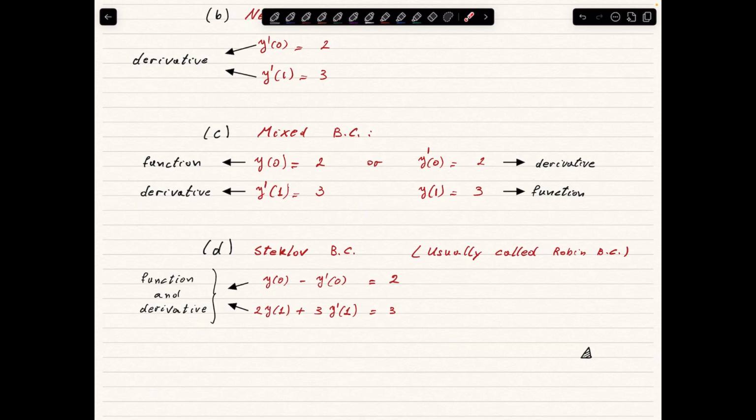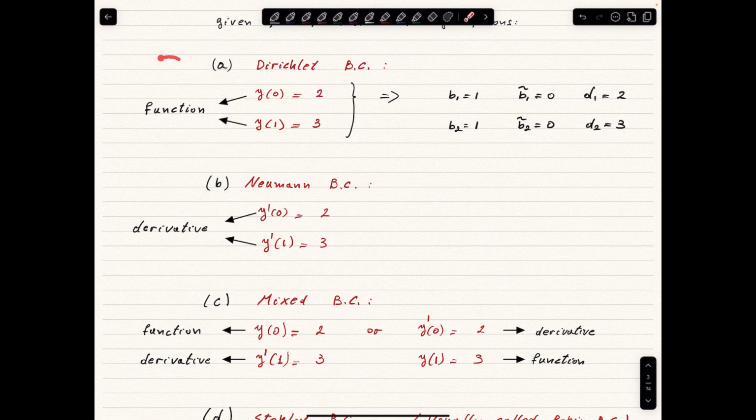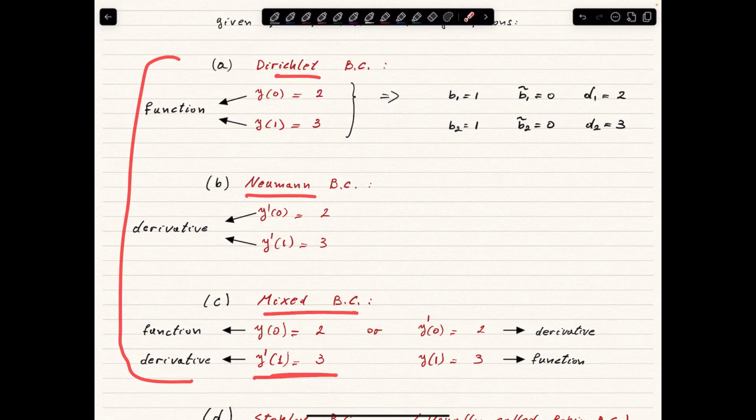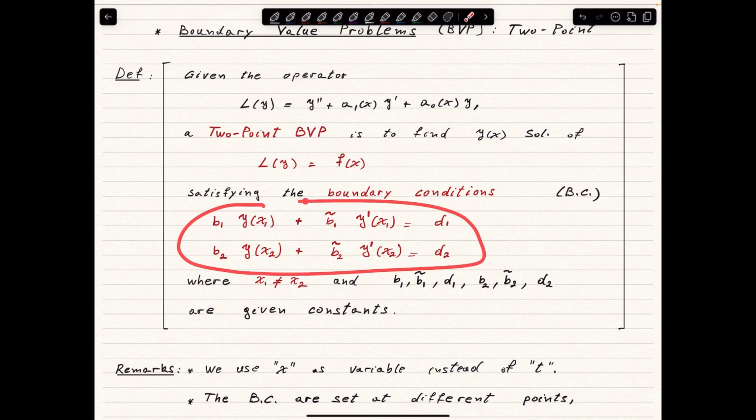So you see, we are looking for a solution of the original differential equation such that this combination of function and derivatives at 0 is fixed by this value, and this other combination of function and derivative is fixed by this other value. So in our class, in these videos, we are not going to see Steklov boundary conditions. We are going to study these 4 boundary conditions, the Dirichlet, Neumann, and the 2 mixed boundary conditions of this form. These are the conditions we are going to study, but all these conditions are included in this definition.